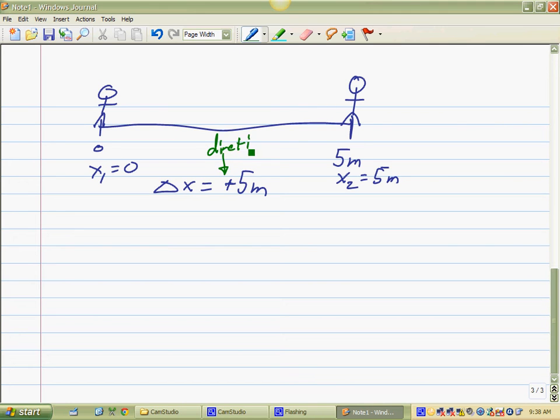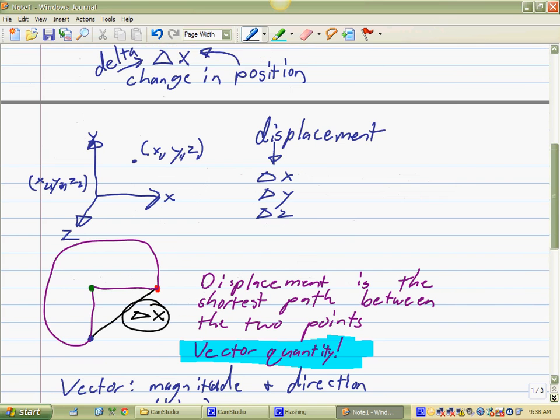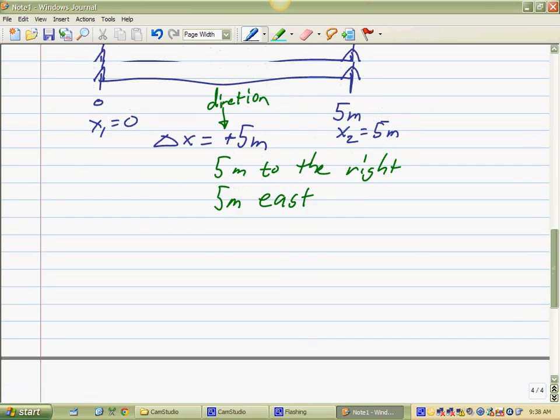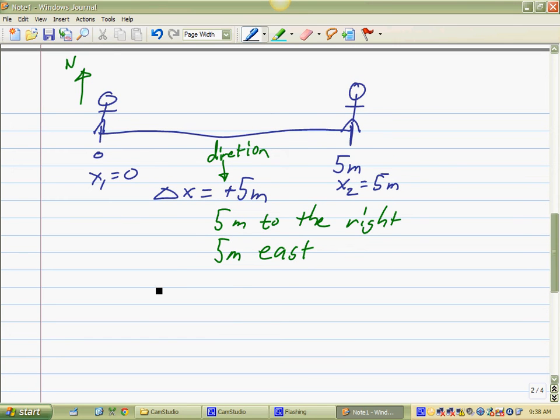I could also say 5 meters to the right, or 5 meters east, saying that up is north. All of those are acceptable ways to say how we moved as our vector. So when we look at vectors, we always add that direction. Now, not all things are vectors. For example, there's another way of measuring how far, and that's distance.